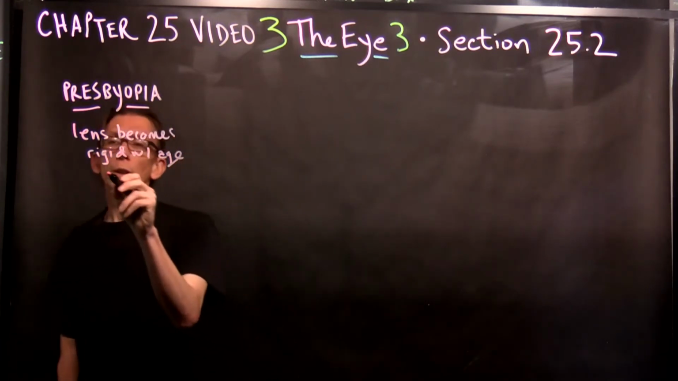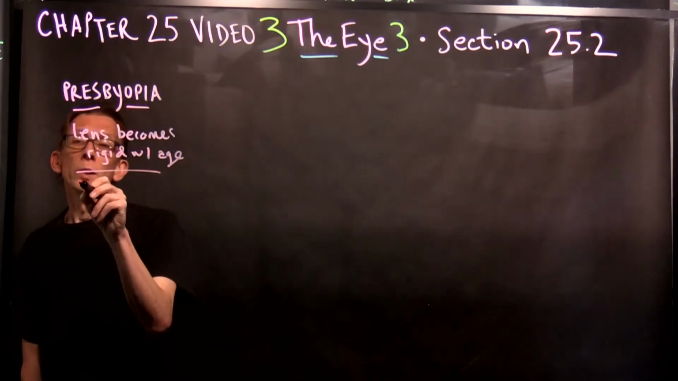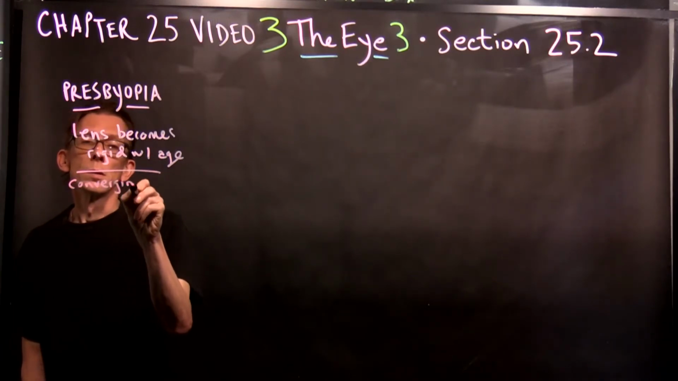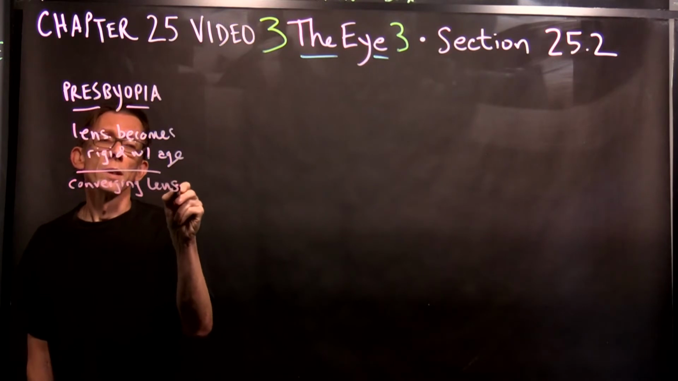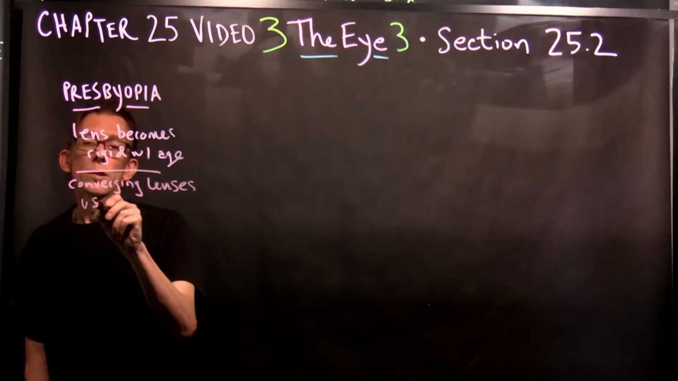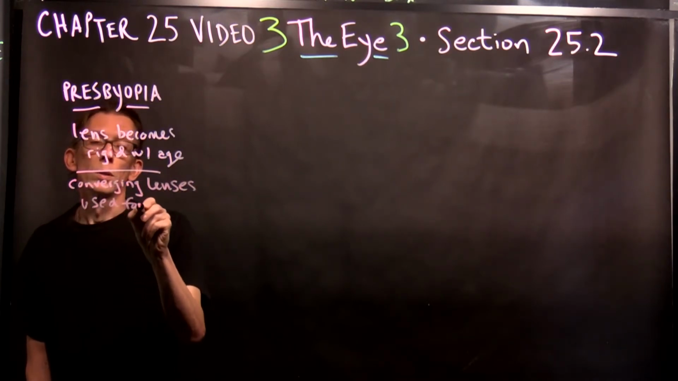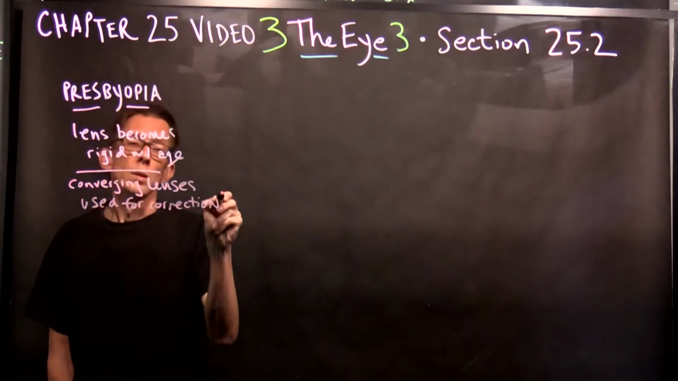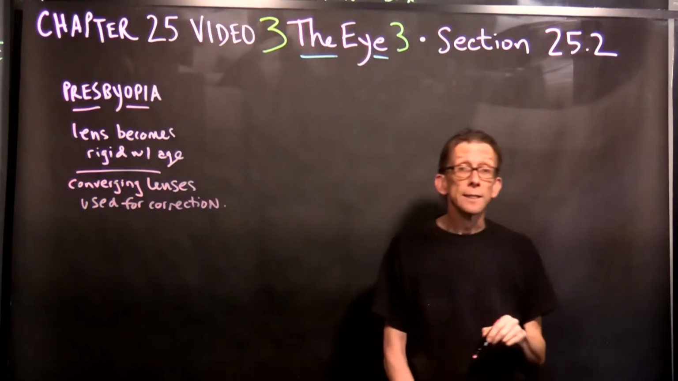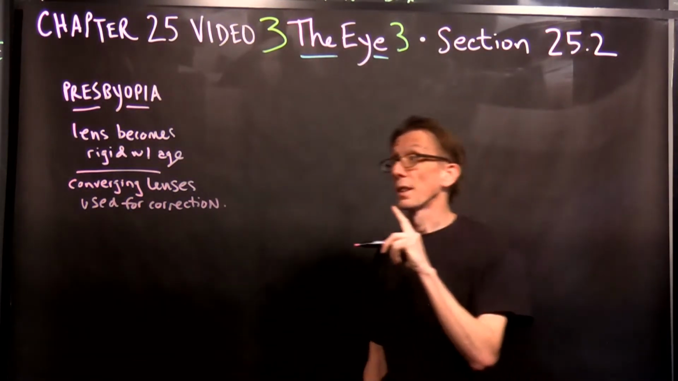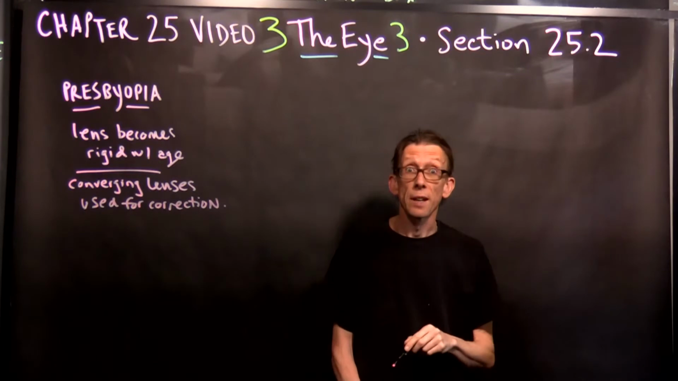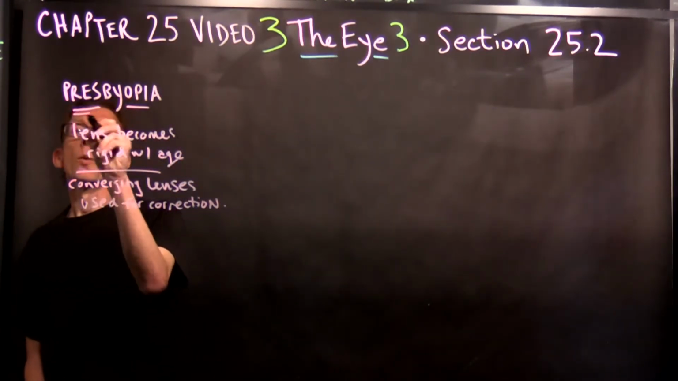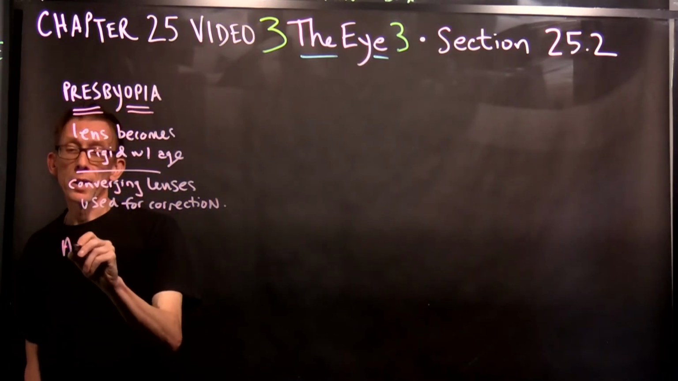And this is apparently corrected with converging lenses. Okay. Converging lenses, like the case of the nearsightedness. That's one term, presbyopia. The other one, which you've probably heard more often, is astigmatism.